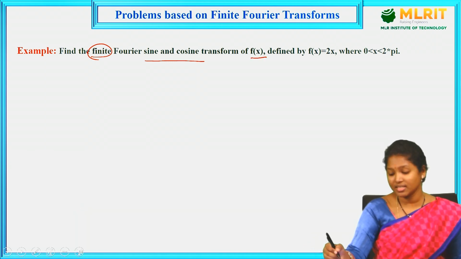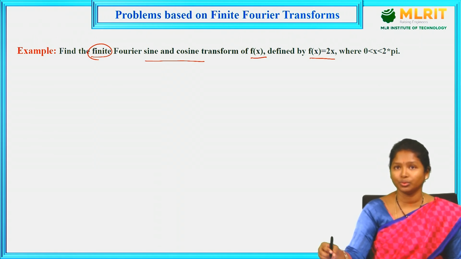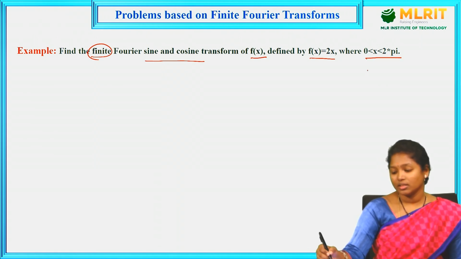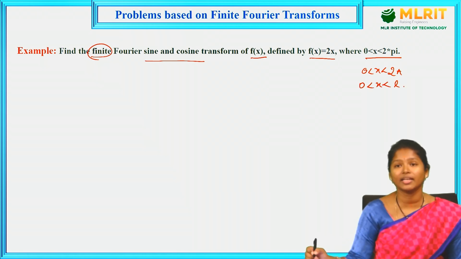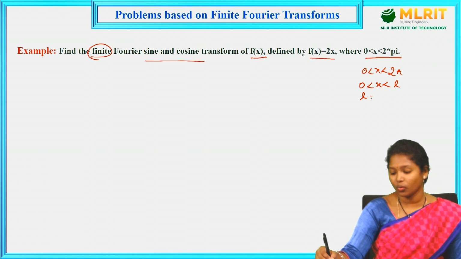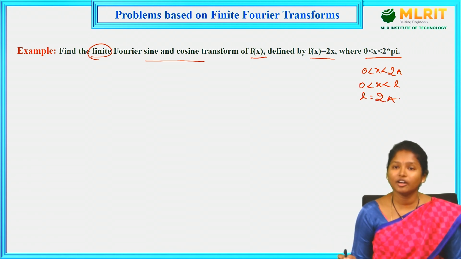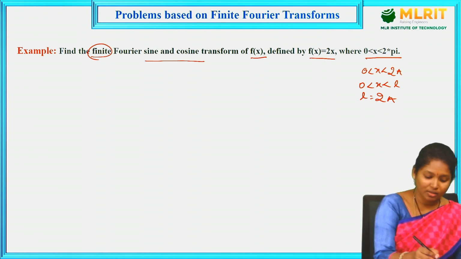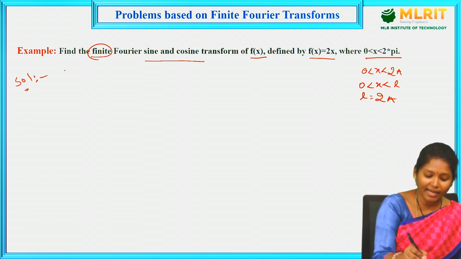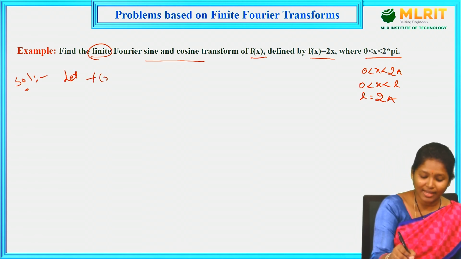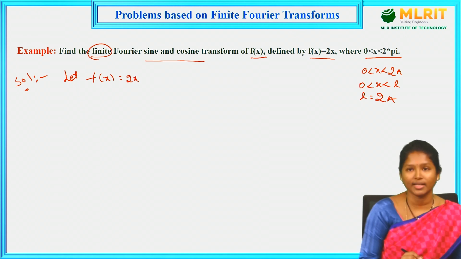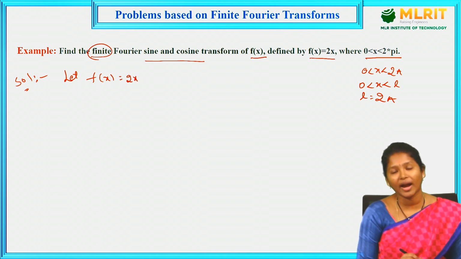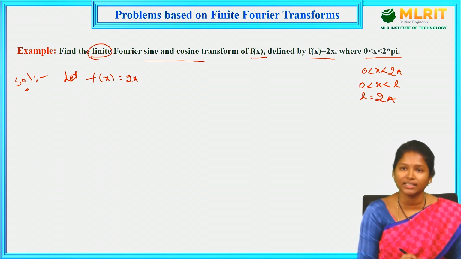f of x is defined by f of x equal to 2x when 0 less than x less than 2 pi. It will be compared with 0 less than x less than L. That means here L equal to 2 pi. In the formula where the L is there, we can substitute 2 pi. Okay. So let f of x equal to 2x. So here we have to find both finite sine and cosine terms, right?